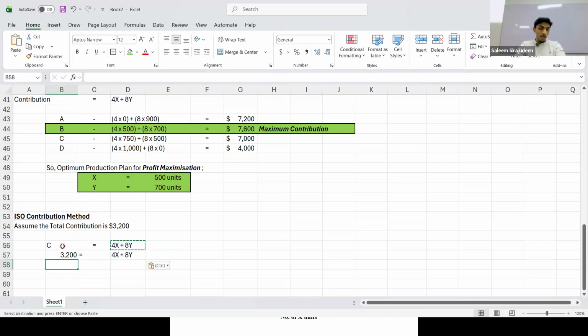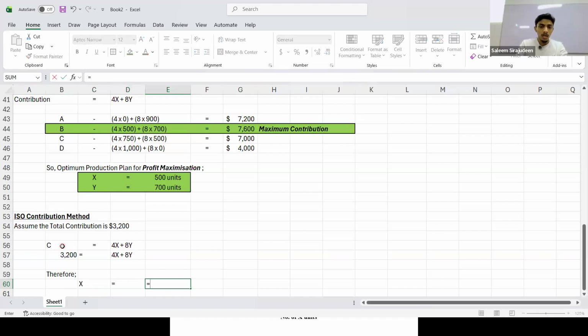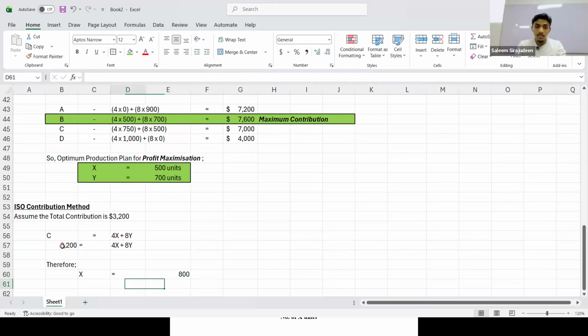Now tell me, if you are producing only X, how many units will you produce? So X, how many units? It is equal to 3200 divided by 4, correct? Yes. Y, how many units? If you are producing only Y, how many units will you produce?